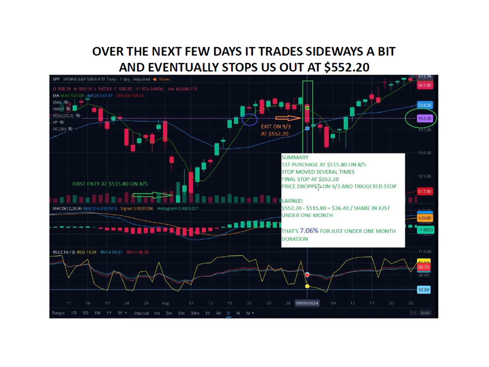So your final stop being at 552.20. The price drop on September the 3rd triggered our stop. So our earnings, we take where we stopped out at, the money that we ended at the end was 552.20. Subtract what we paid, 515.80, which gives us $36.40 per share in just under a month. That's over 7% in just over a month.